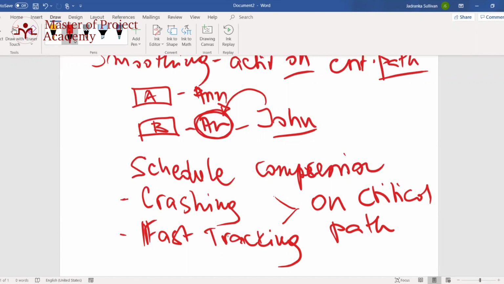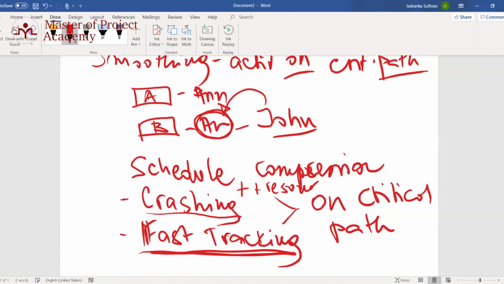For example, when we do fast tracking, we put our project at risk because we have two or more activities that are done in parallel or partial parallel. That means we need to actually monitor two or more activities that are done simultaneously, and that increases the risk on our project, right? Whereas crashing is when we add resources, right?